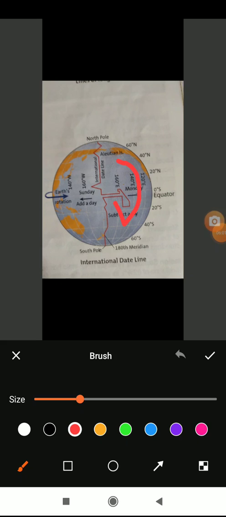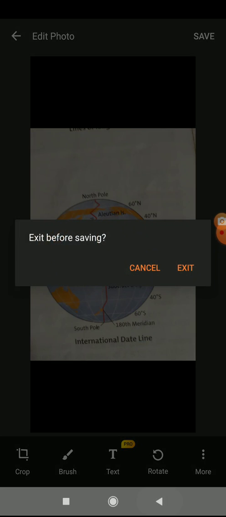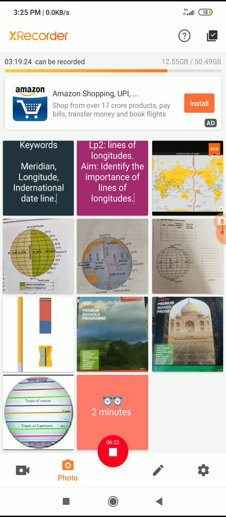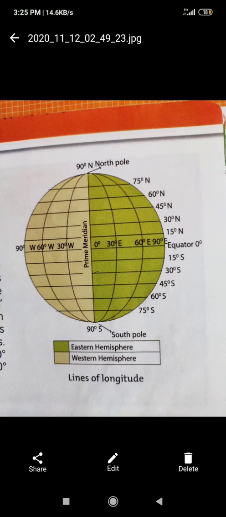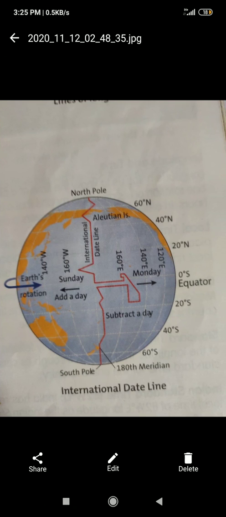Countries on these eastern sides will be 1 day ahead of the countries in the western part. Why? Because the eastern part will receive sunlight first, right or not? First it will receive the sunlight in the eastern part.